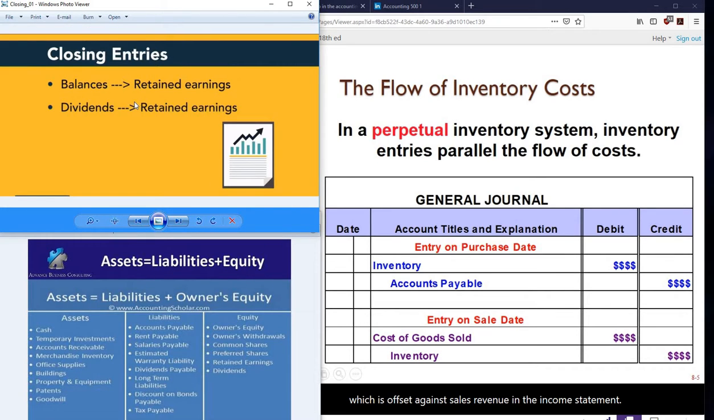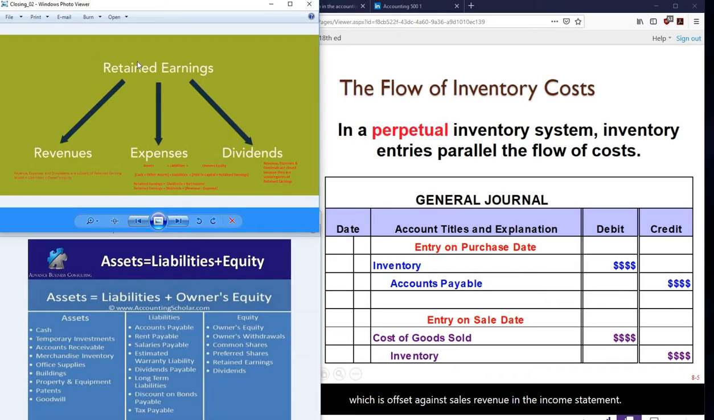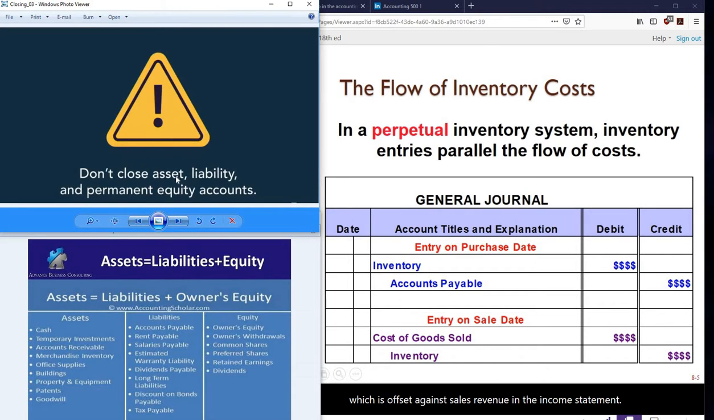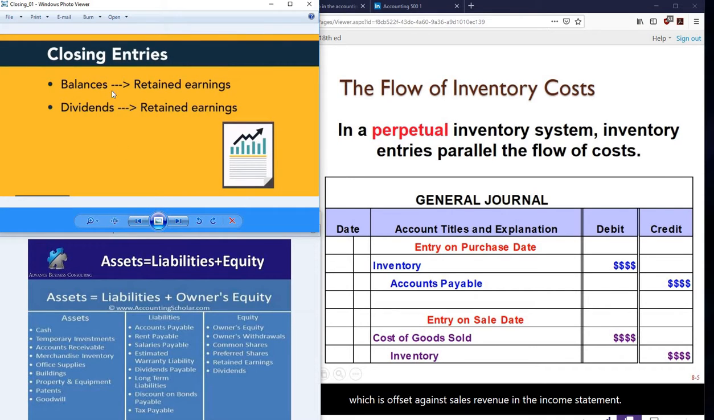Closing entries: balances are closed into retained earnings. Dividends are closed into retained earnings. Now, why is this? Because you simply have to zero out for the upcoming year. That's why you have to do these closings. Retained earnings include revenues, expenses, and dividends, which you already saw. You don't close assets, liability, and permanent equity accounts. The ones that you're going to close are the balances and dividends into the retained earnings.